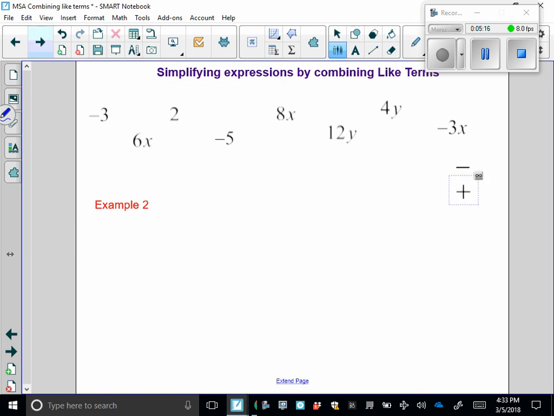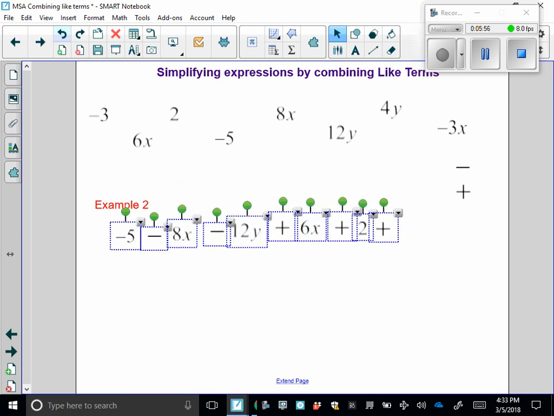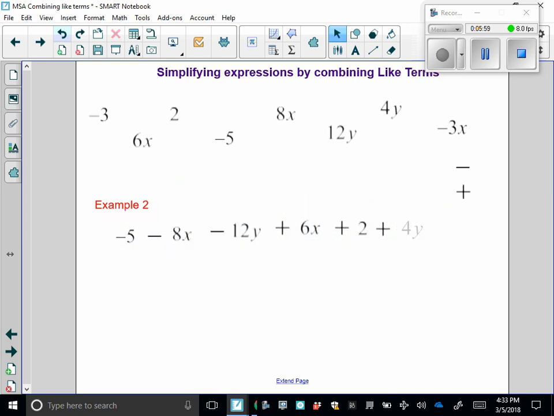Let's make up a second example here. I could say -5 minus 8x minus 12y plus, I don't want an 8x, let's plus 6x plus 2 plus, let me move all that over, plus 4y. Now I'm going to simplify that expression.